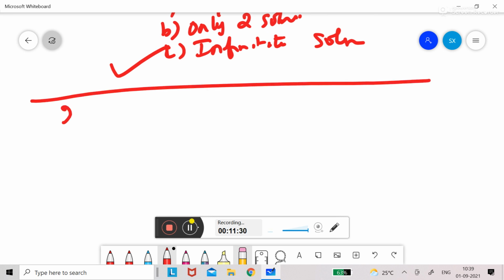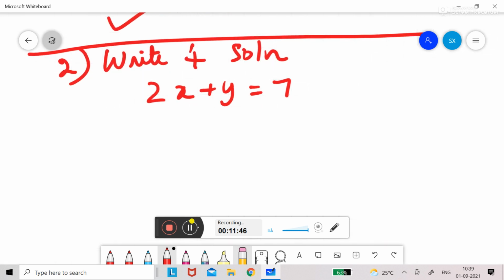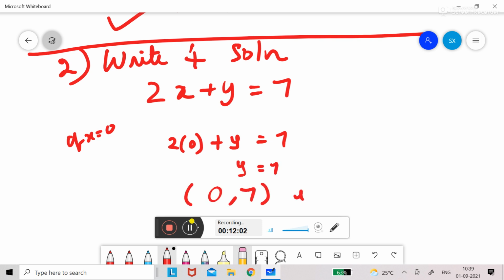Now go to the second question. Write 4 solutions for the particular equation. What is the particular equation? 2x plus y is equal to 7. Now I taught you the same method. First start with x is equal to 0. When x is equal to 0, what happened? 2 into 0 is 0, so y is equal to 7 will come. So the first solution is 0 comma 7. Please write down properly, one of the solutions.